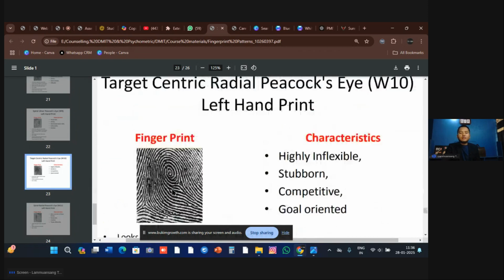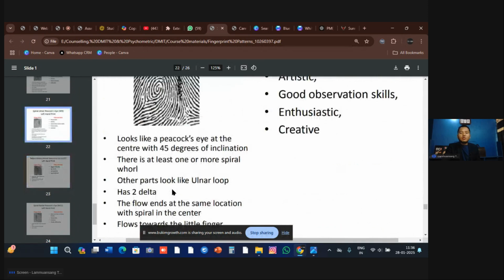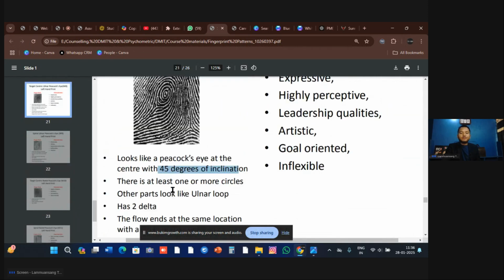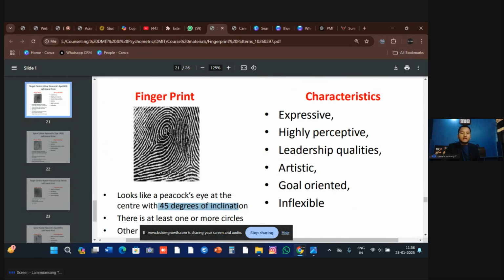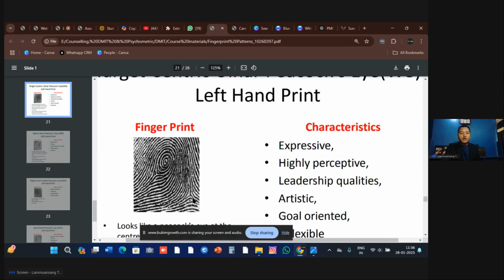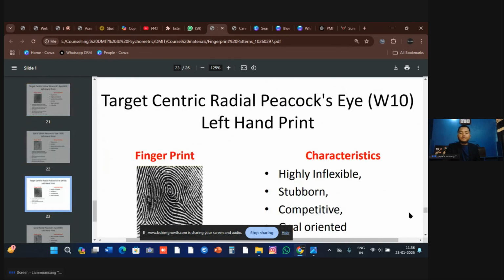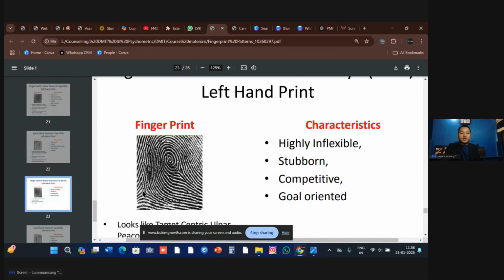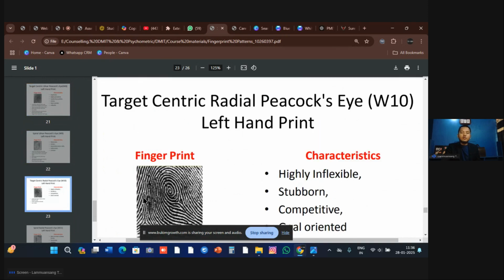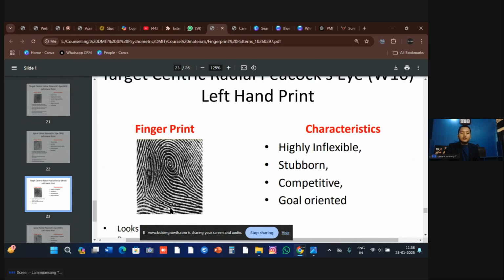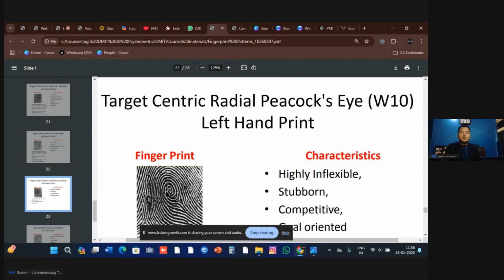The same with this W8 as well. W8 and W10, the same thing. See, W8 is target centric, right? The tri radius is on the right. For W10, the tri radius will go this side and target centric, the same picture. This is W8, just compare. This is W10. See, the tri radius on this side. For W8, the tri radius is on the right. And for W10, the tri radius is on the left. And this is target centric. Target centric means what? Not spiral.